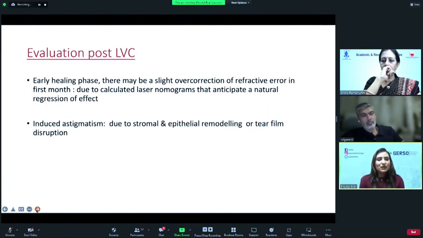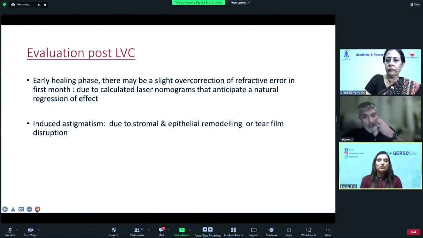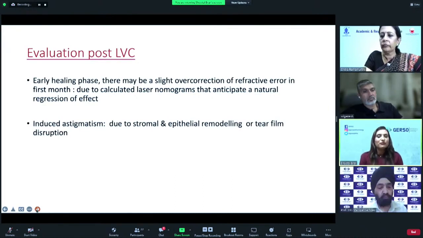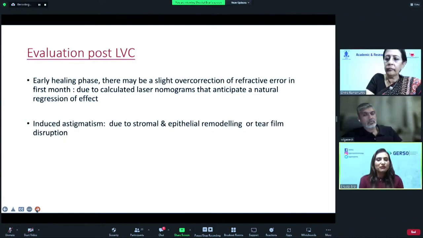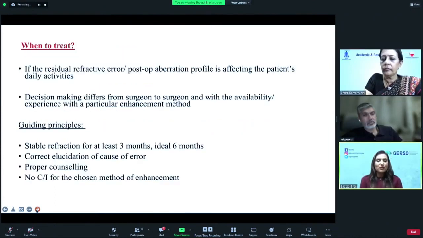While evaluating these cases, it's again important to understand the normal healing processes that occur after laser surgery. You might see a little bit of overcorrection in refractive error in the first few weeks after the surgery, and that's basically due to the laser nomograms that we use, which aim at slight overcorrection and anticipate a natural regression of the effect. There could also be a little bit of induced astigmatism due to stromal and epithelial remodeling and tear film disruption. So we must be aware of all these things.